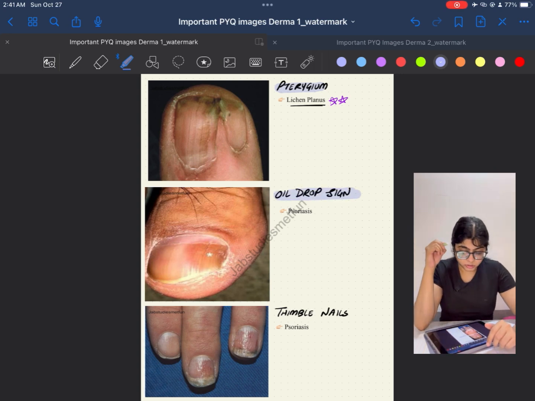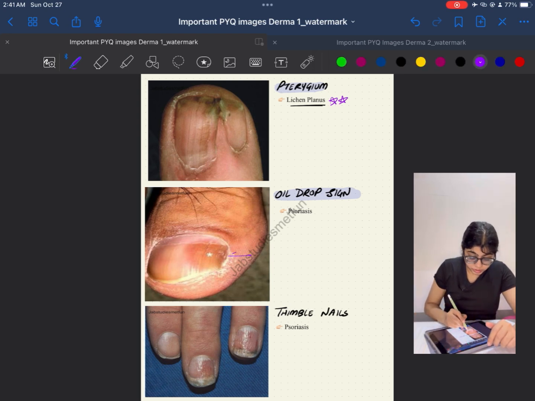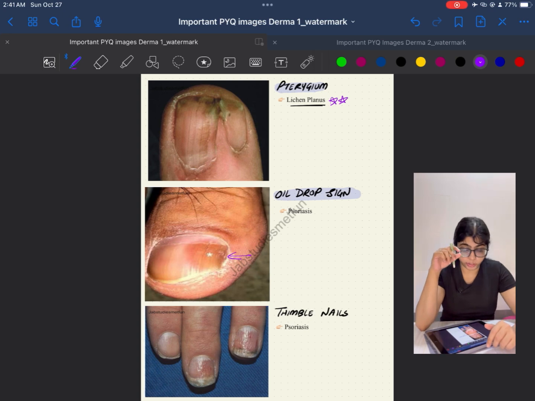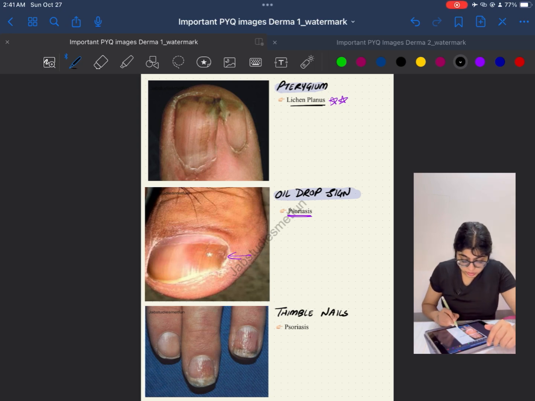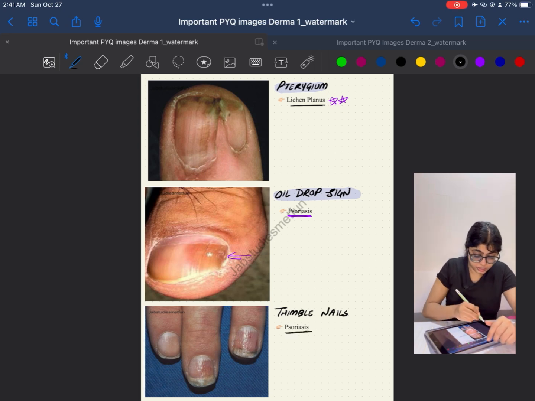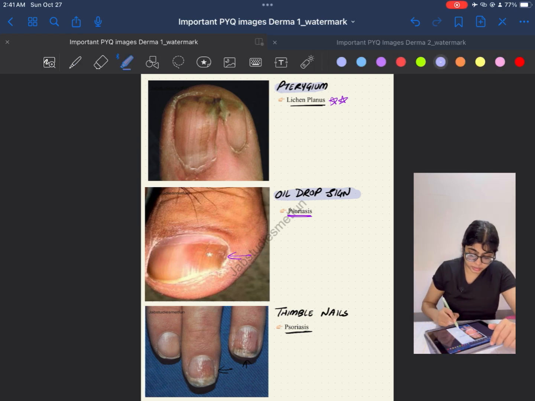Oil drop sign. So what is oil drop sign is there will be a subungual discoloration which will look like an oil drop, and it is seen in psoriasis. We have thimble nails which are also seen in psoriasis. What are thimble nails is you can see stippling. There will be stippling, there will be like a roughness to the nails, and this is referred to as your thimble nails.